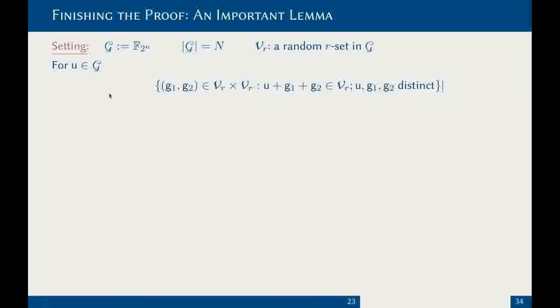Then for each element u in G, we define this set of tuples (g1, g2) where u plus g1 plus g2 belongs to the random R set, and we also require that u, g1, g2 be distinct. Now, this set is the same set that we discussed while discussing the conditional probability taken under the distribution P_RY. Its size is a random variable, since V_R is a random set, which we denote by capital N_UR.